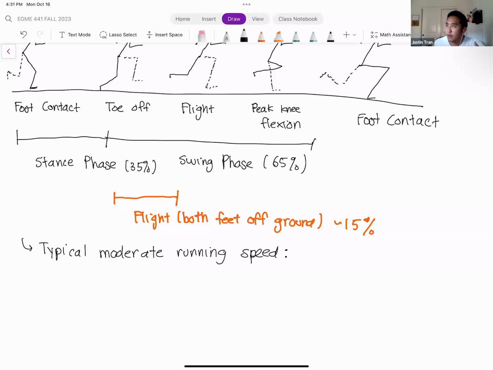You're jogging, you're trying to get somewhere fast, but you're wearing a nice suit and your hair is really nice, so you don't want to sweat too much. That's how I typically think of a typical moderate run. This speed is about 4 meters per second for the average person.